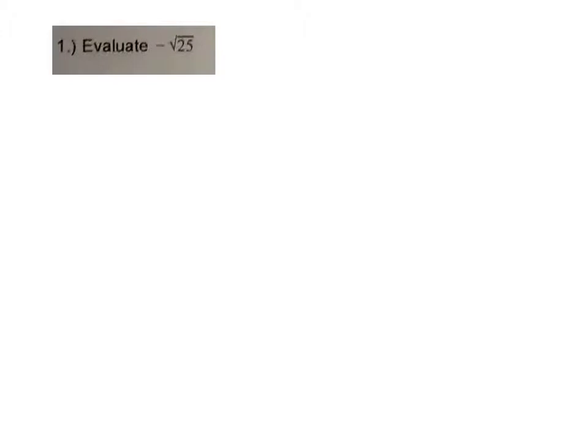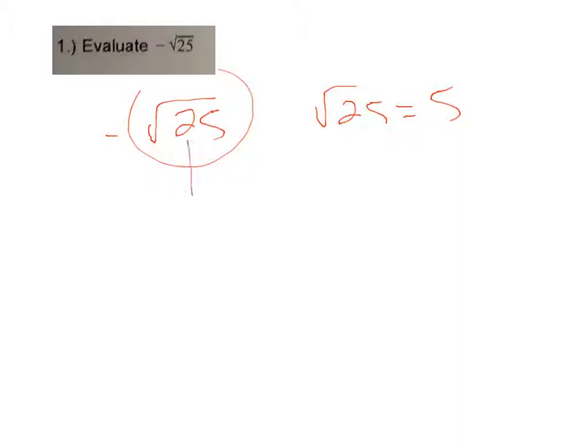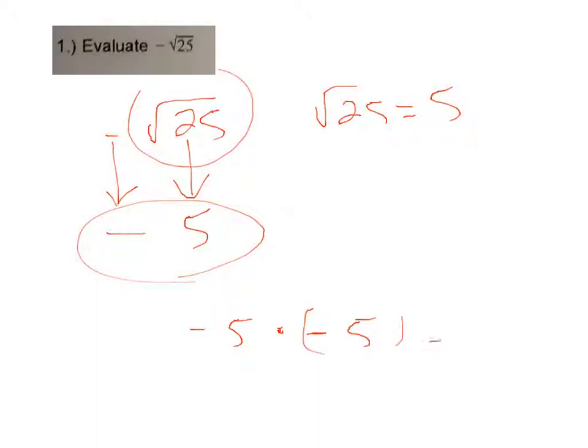Alright, so we want to evaluate the negative of the square root of 25. If we focus just on the square root of 25, square root of 25 equals 5. So this gets us 5. If we bring down this negative from outside, that's a negative 5, because negative 5 times negative 5 gives us a positive 25.